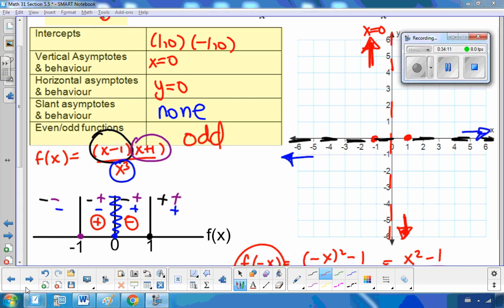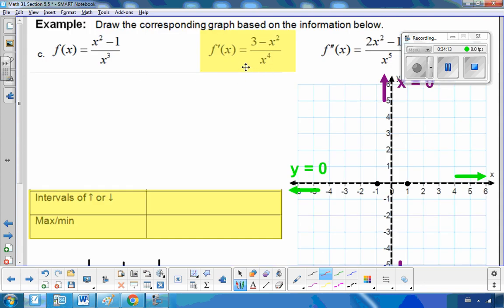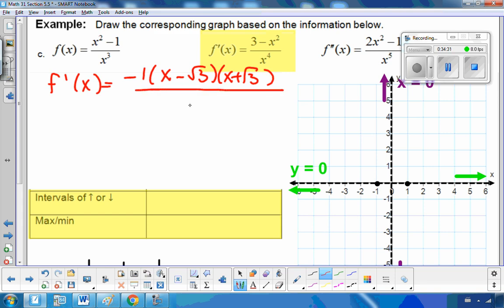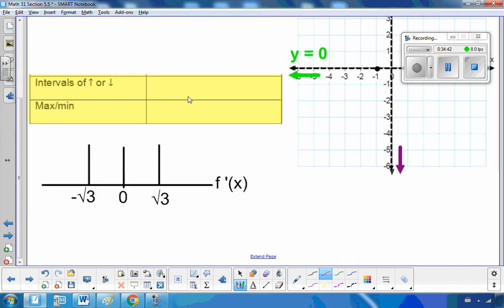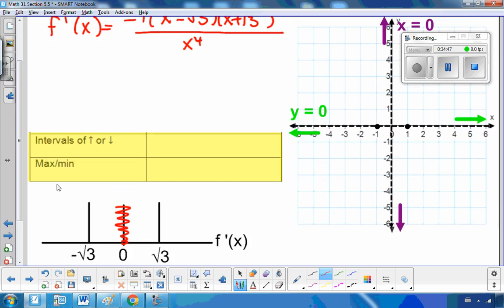Okay, so let's look at our first derivative. So our first derivative here, we're going to look at that for intervals of increase and decrease. So just factoring out that negative 1, I end up with x squared minus 3, which is a difference of squares, all over x exponent 4. So I have critical values at positive and negative root 3, and then at 0. Now remember 0 is a vertical asymptote, so I just want to mark that. Okay, and I want to look at intervals of increase and decrease.